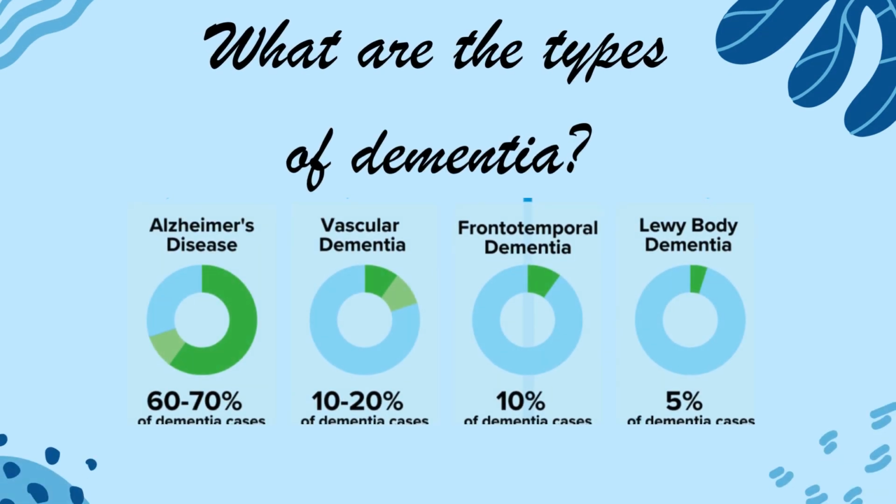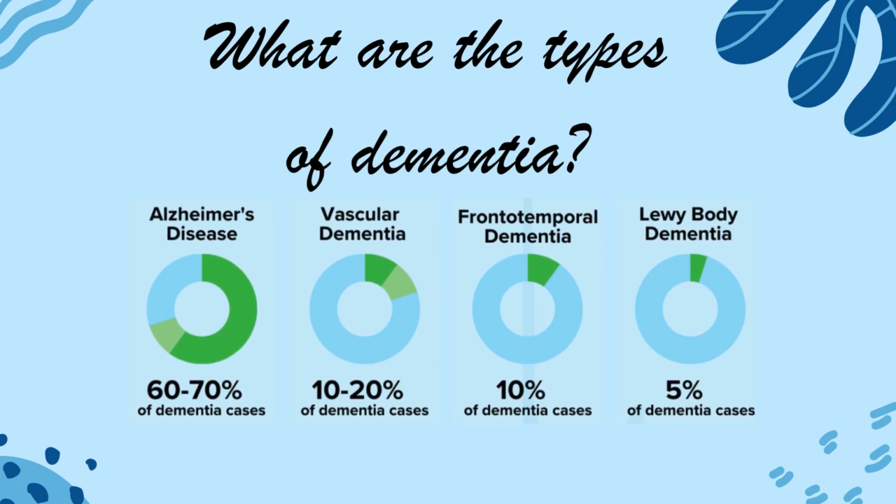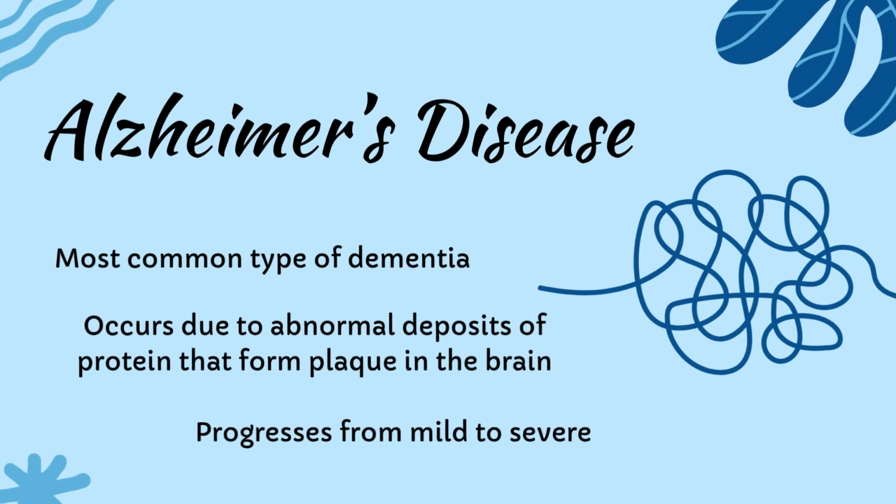There are 4 main types of dementia: Alzheimer's disease, vascular dementia, frontotemporal dementia, and Lewy body dementia. We will now discuss each type in the following slides. Alzheimer's disease is the most common type of dementia. It is characterized by an abnormal buildup of proteins that form amyloid plaques and neurofibrillary tangles in the brain. The symptoms of dementia initially present as mild, but eventually progress to moderate and severe.